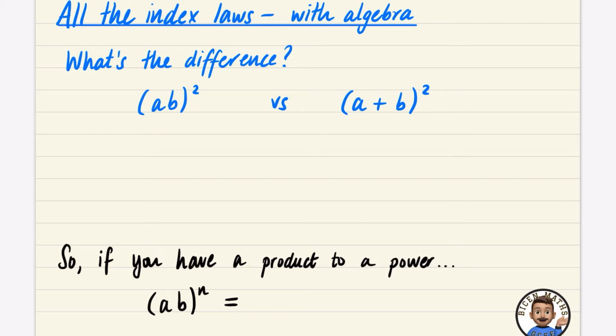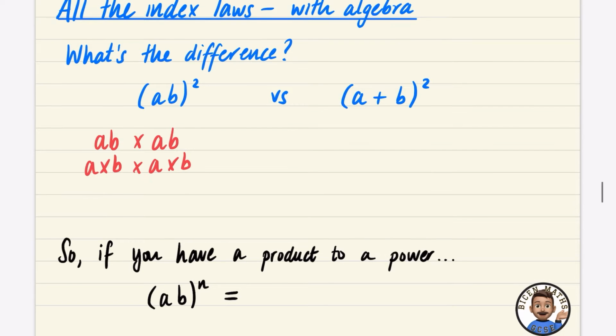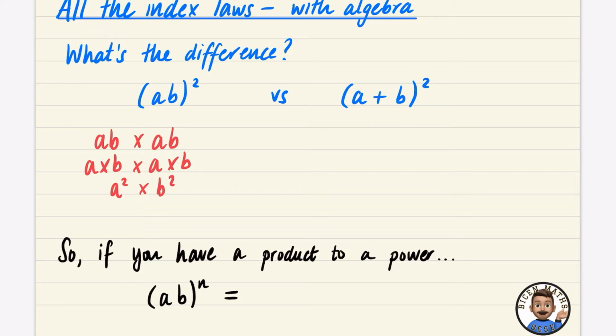Well, AB squared, let's have a quick look at what AB squared actually is. That actually means AB multiplied by AB. Now we know that that is A times B times A times B. Well, the A times A that we have here is just going to be A squared, and the B times B is going to be B squared, so it's just A squared, B squared. Well, that's good. It looks like if you have a product, which is the AB being multiplied to a power, that power there just gets applied to both of them.